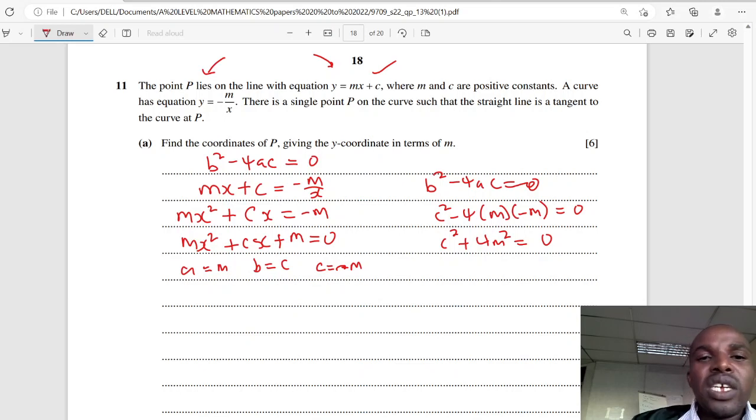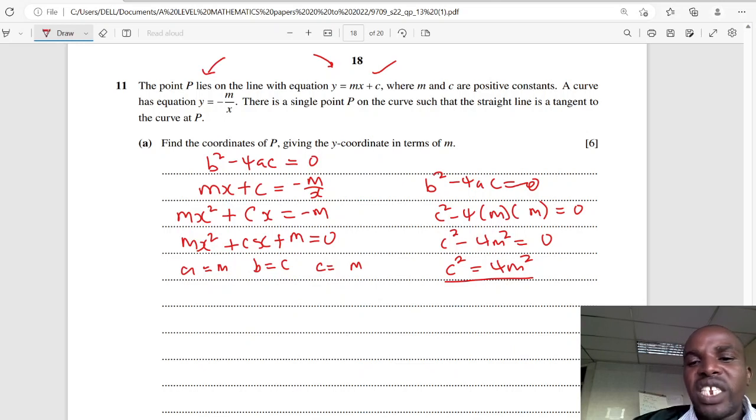It's complex, right? So this part, m is actually positive, not minus. So our m is positive, right? Then this one will be -4m squared. So it will be c squared equals 4m squared, like this, right? Let's see what we get here in this case.